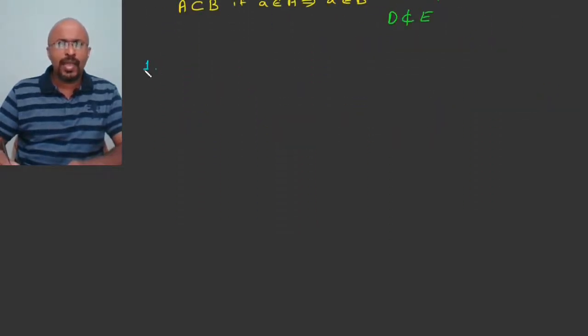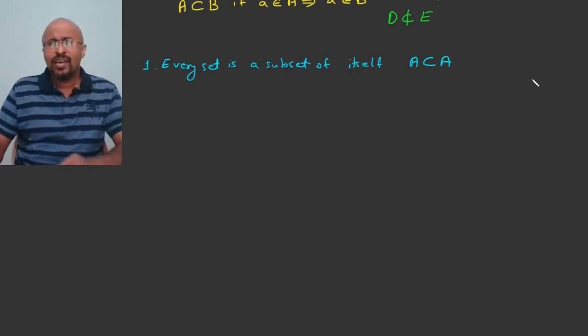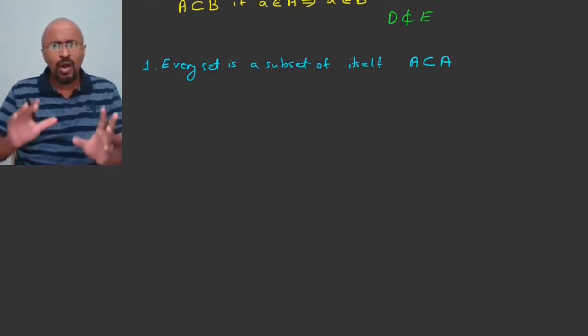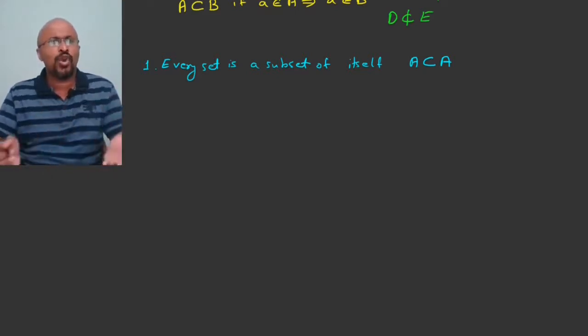First thing, every set is a subset of itself. That is, A is a subset of A. Why? It is very simple because all the elements of set A are there in set A. There is no doubt about it.